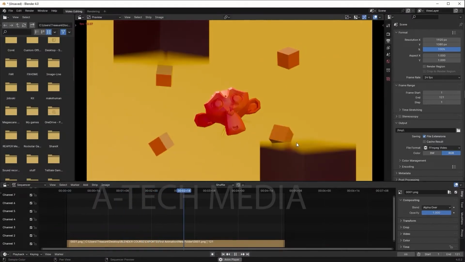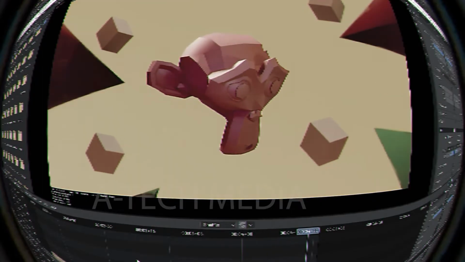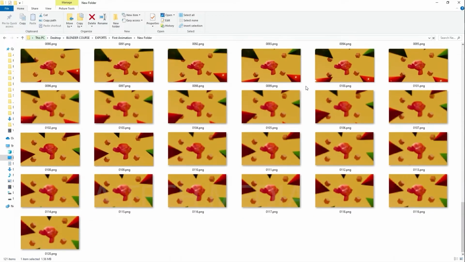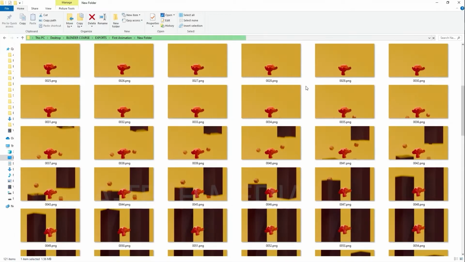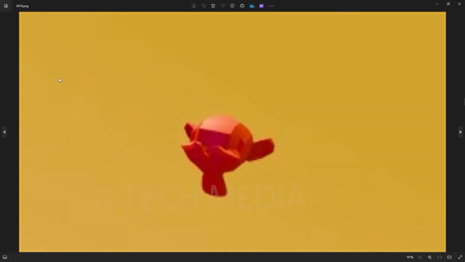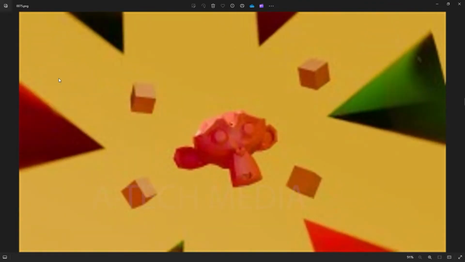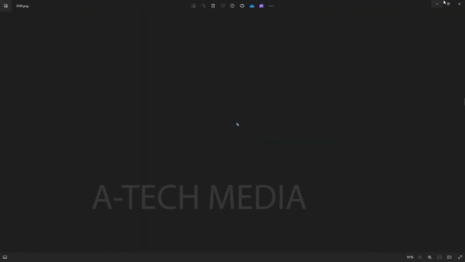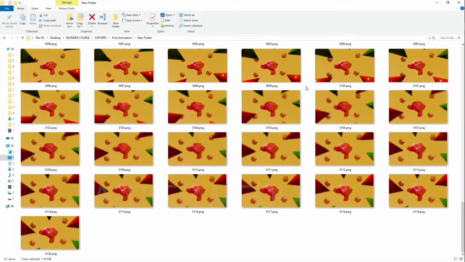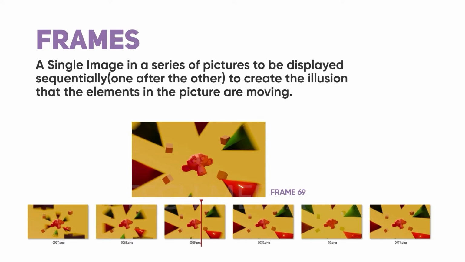However, the movement in animation is an illusion. What we're actually seeing is a series of still images or still pictures being displayed at very high speed to make it look like it's moving, specifically at the speed of 24 pictures per second. Each of these pictures are called frames. A frame is the unit of animation because it is a single image in a series of pictures to be displayed sequentially.